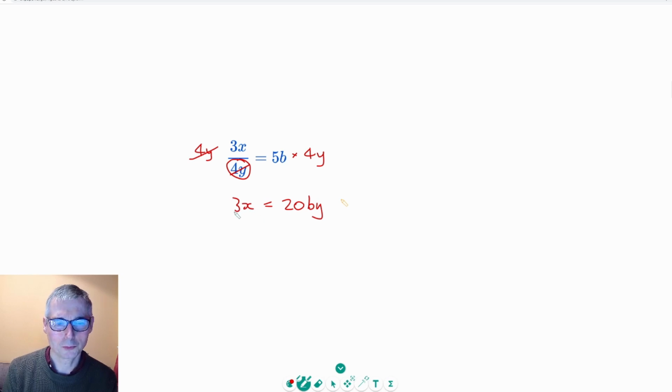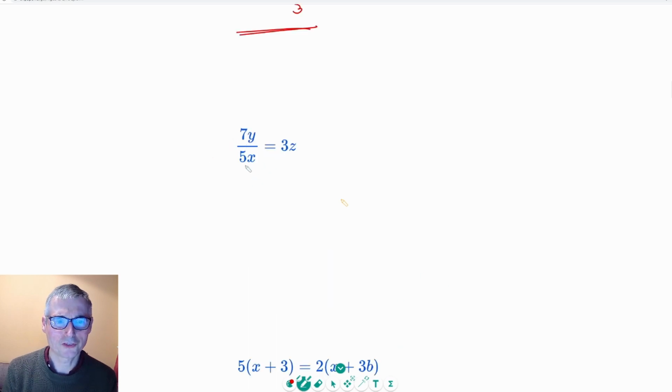So the opposite to multiplying by 3 is dividing by 3. So the 3's will cancel. But because I've done that there, I've got to also do it on the right hand side. And so I'm left with x equals 20by over 3.